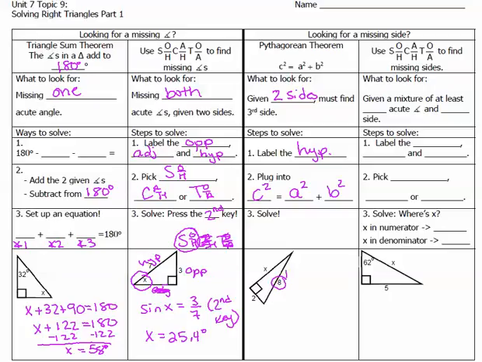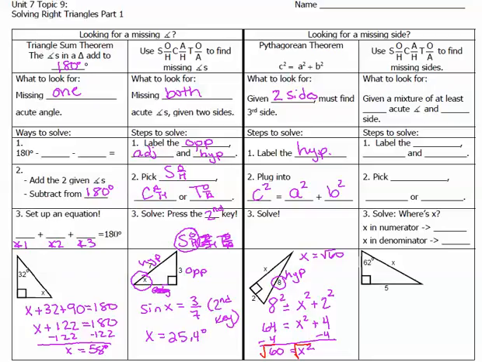So I pick my hypotenuse, which is 8. So I get 8 squared equals x squared plus 2 squared. 8 squared is 64 equals x squared plus 4. I subtract 4 on both sides, and 60 equals x squared. I have to take the square root of both sides to get the x all by itself, and x equals the square root of 60.